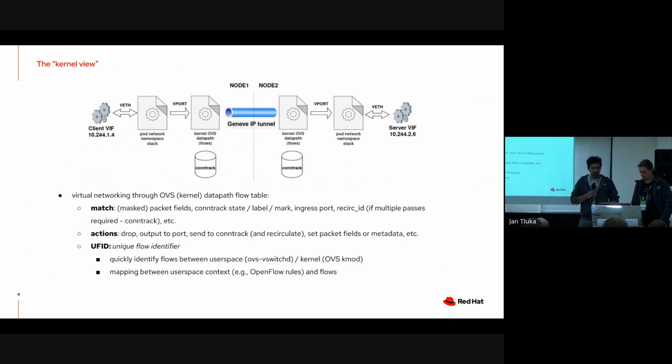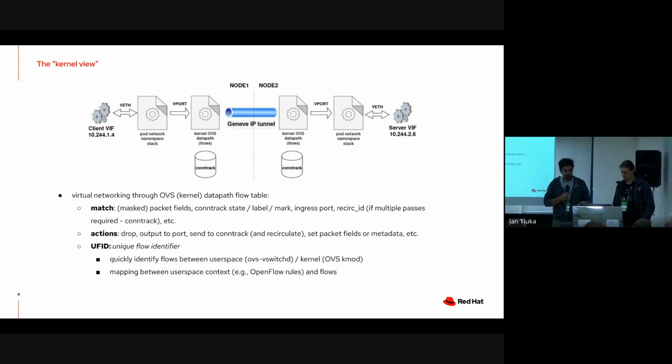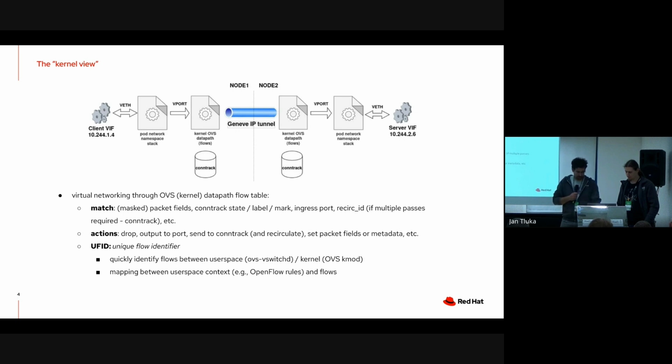In the kernel, the virtual networking is implemented through a data path flow table. Most of the people here probably know what that is. It's just flows with matches. Matches can be packet fields, conntrack states, ingress ports, recirculation IDs, etc. And actions: drop, output, send to conntrack, change packet fields, etc. But what's important is that these flows have a UFID, a unique flow identifier. That's the mapping between the kernel data path flow and what created it in user space. I said kernel again; it's not necessarily only kernel.